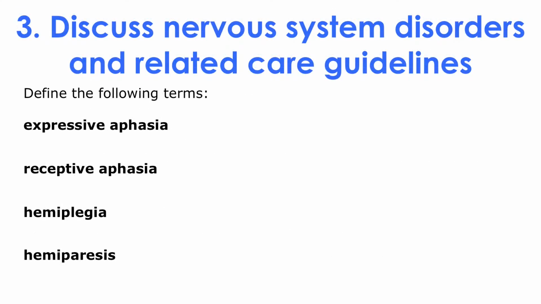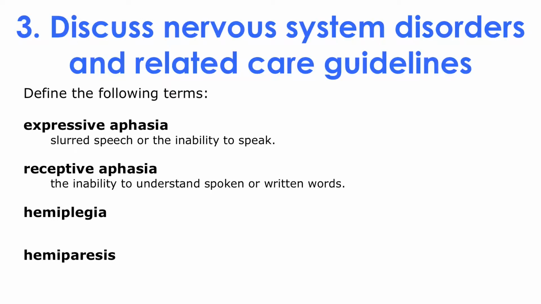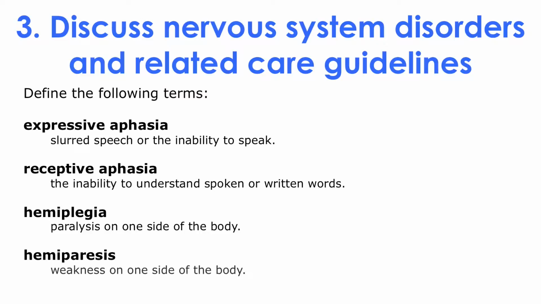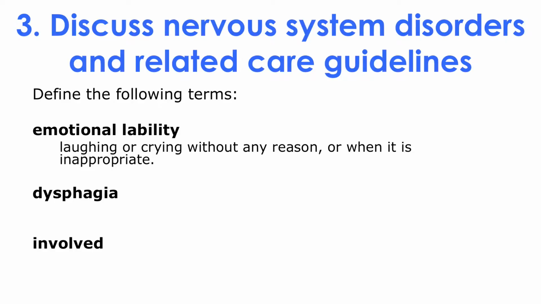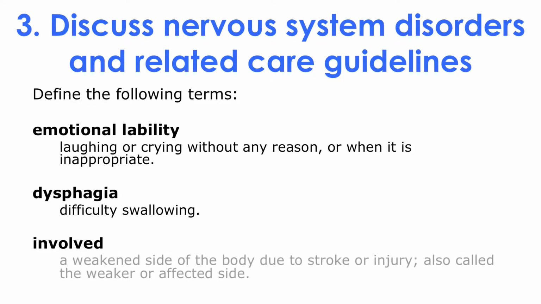Moving on with other terms, expressive aphasia, also known as slurred speech or the inability to speak. Receptive aphasia is the inability to understand spoken or written words. When we talk about hemiplegia, that's the paralysis on one side of the body, hemi. Hemiparesis, on the other hand, is weakness on one side of the body. Emotional lability, in regard to nervous system disorders, is laughing or crying without any reason or when it is inappropriate. Dysphagia, on the other hand, is difficulty swallowing. And when we talk about involved, it's a weakened side of the body due to stroke or injury, also called the weaker or the affected side. These are things we need to know when we're talking about disorders in regards to the nervous system.